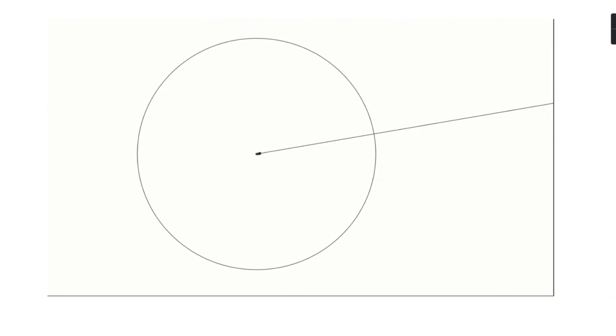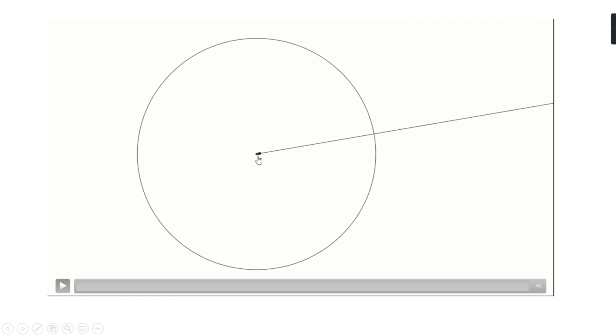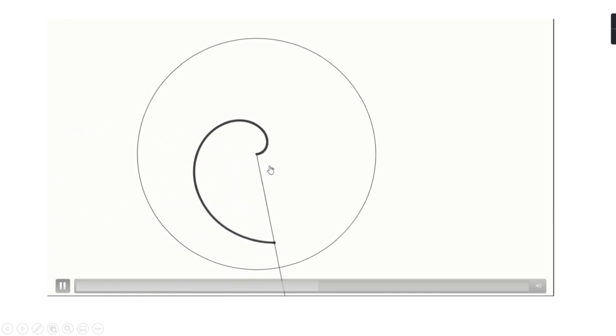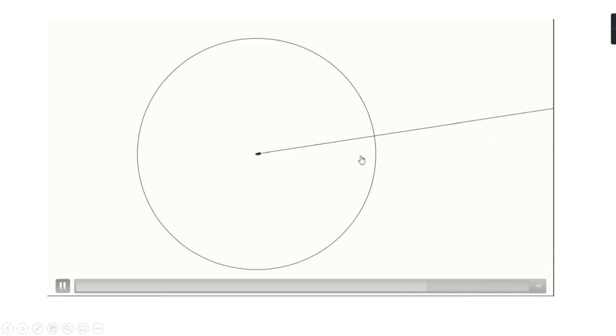So suppose this is your line, and this line is moving about its one end, that is called the pole. So this is your pole. When the line is rotating, the point is moving along the line in one direction. Then the curve traced out is called a spiral.